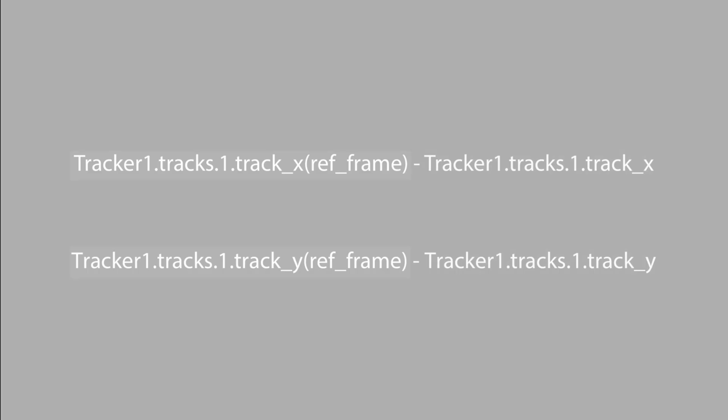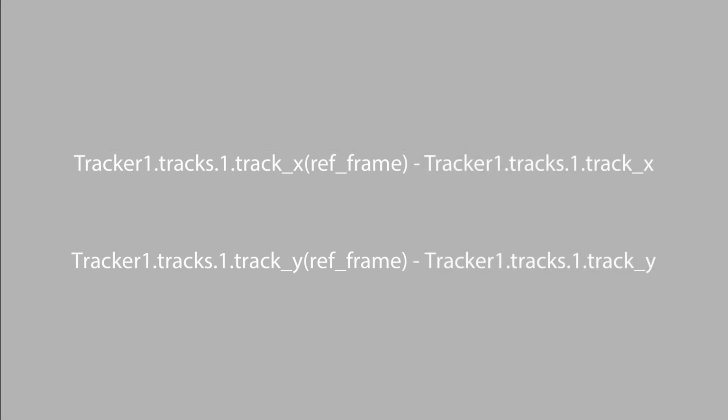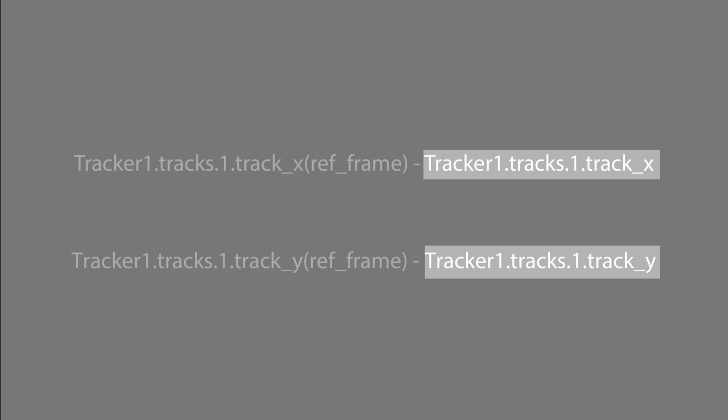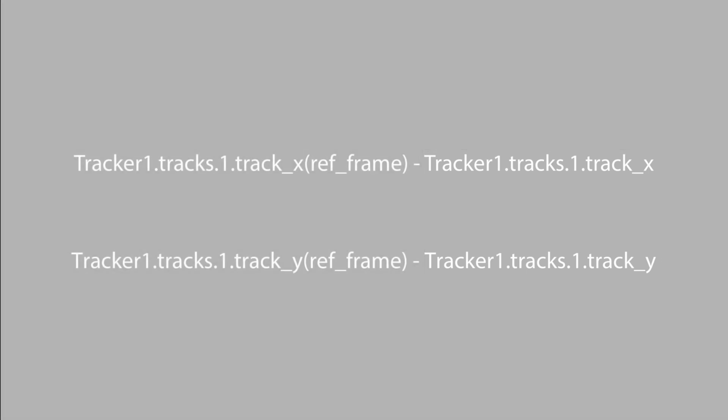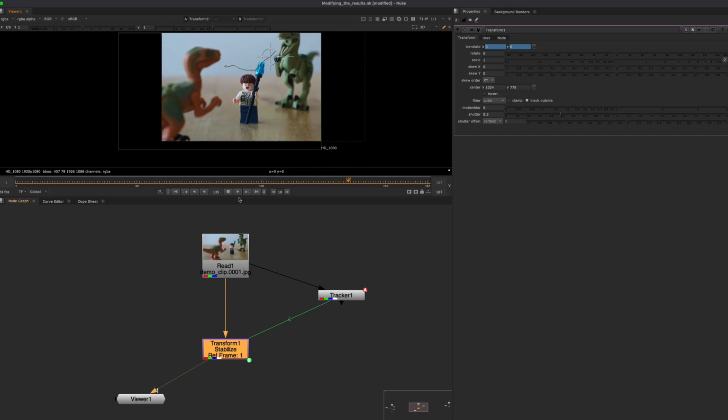These expressions take the position of the tracker on the reference frame, that's the first half of the expression, and then subtracts the position of the tracker on the current frame. This gives us the difference between the two positions, which is the amount that we need to move the image on the current frame to line it up with the image on the reference frame. If you don't fully understand what's going on here, then please watch my previous video where I covered this in more detail. The result of these expressions is that we are stabilizing the footage 100%.